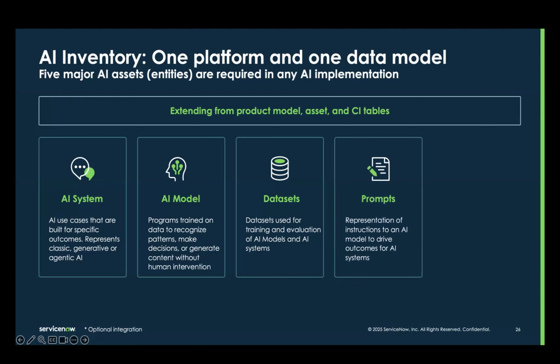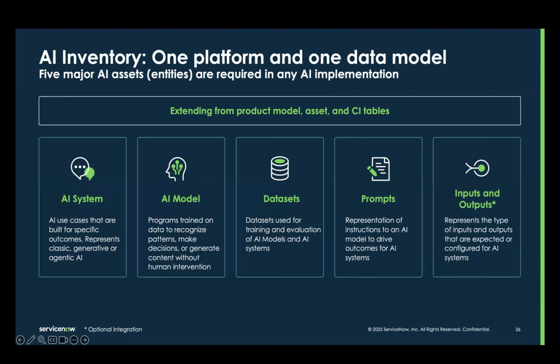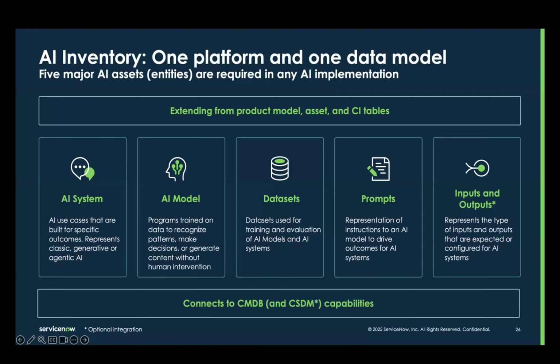Then come prompts. These are specific instructions to the models and the AI systems to generate the right level of output from the AI systems. And then in addition, other inputs and outputs may be present that represent the type of expected configuration for the AI systems.